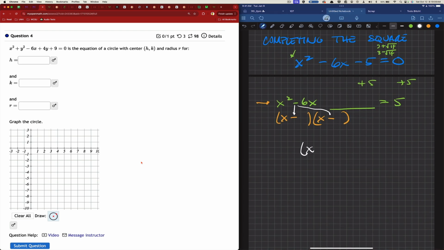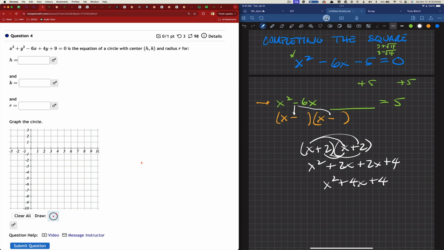It's going to be like x plus 2 times x plus 2, or x minus 2, x minus 2. Doesn't matter. I'm going to show you. I get x squared plus 2x plus 2x plus 4, which gives me x squared plus 4x plus 4. That's a perfect square trinomial. I could also have a 7 here. Let's see what happens when I have a 7 there. 7, 7. I get x squared plus 7x plus 7x plus 49. Notice that, just like the others, this is the square of half of that.